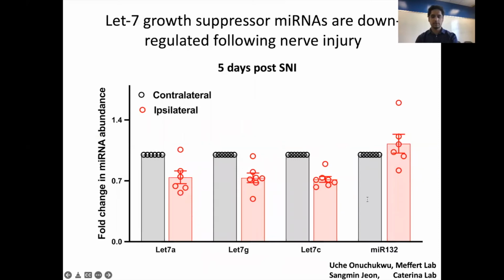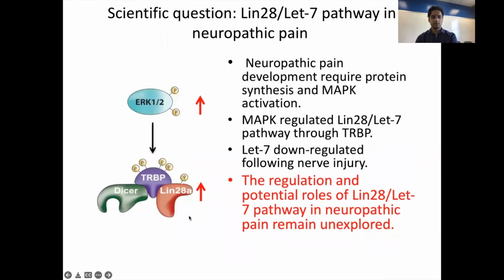One of the first experiments we did in our lab was to test whether nerve injury can induce any changes in the Let7 microRNA family. We found that for each Let7 microRNA, there is a decrease following nerve injury at day 5 on the ipsilateral side. The control MIR132 did not have any significant differences. So putting all of this data together, we want to understand what roles Lin28 and Let7 play in neuropathic pain.